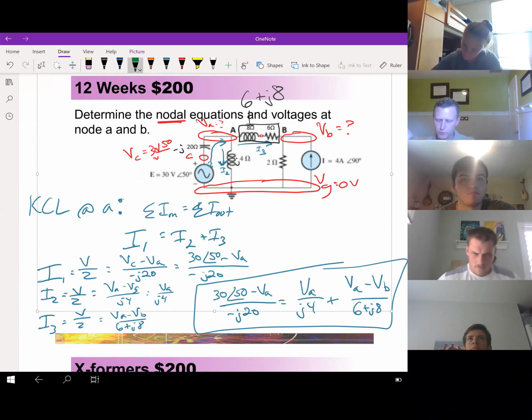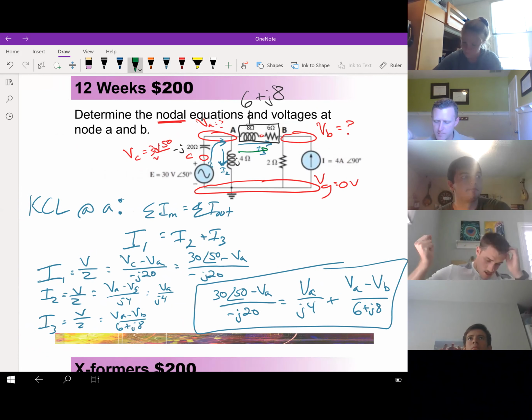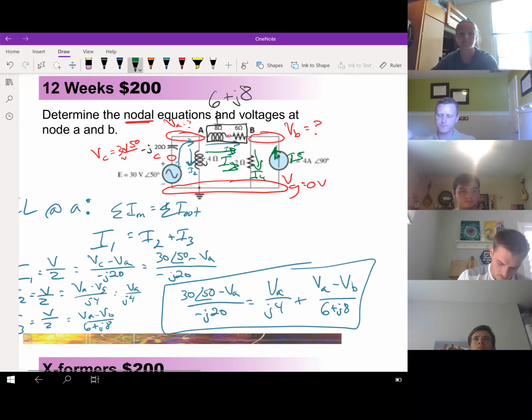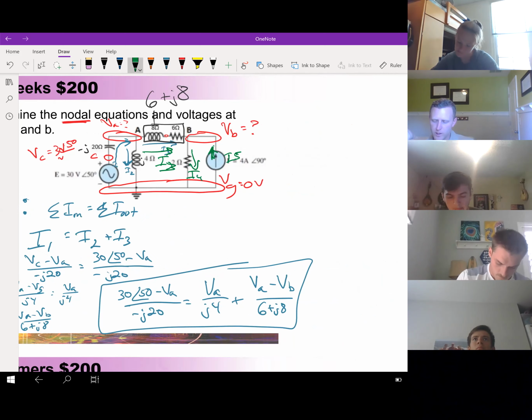B equations, we'll do them in green. I'm going to keep the same I3 because I already have it drawn. I3, this one, I'll draw it down. I4 and I5, I'm going to match mine as this arrow going up and just call this I5, is that 4 amps. So now if I'm doing KCL at node B, what's going in?